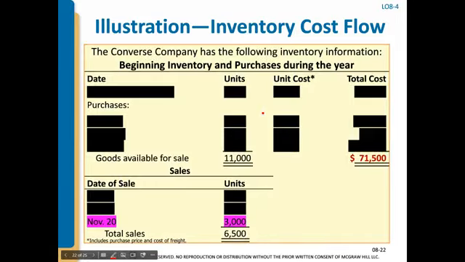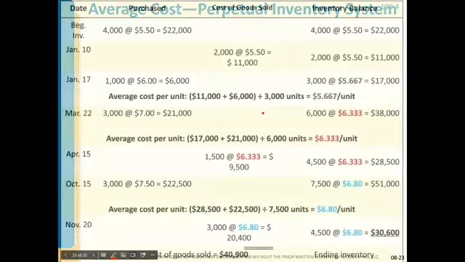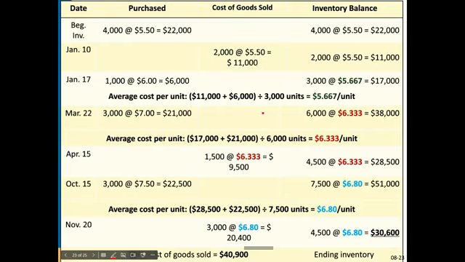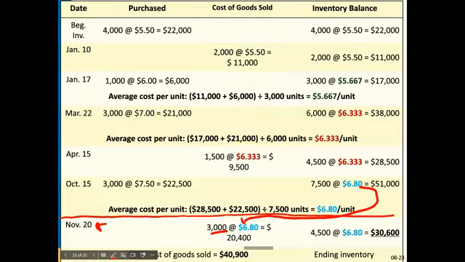And then the last item in our example is we had a sale on November 20th for 3,000 units. And we're just going to use the previous slide, right through here. Now we have to account for the sale on November 20th, we sold 3,000 units, and we are going to use the latest average cost per unit that we had, which is $6.80.